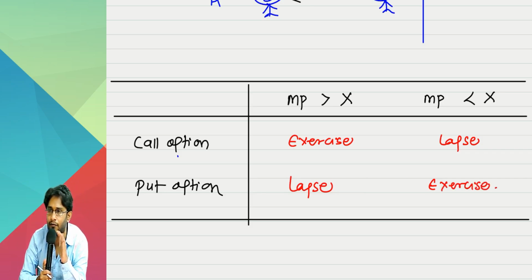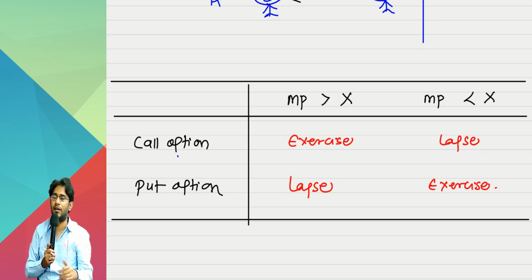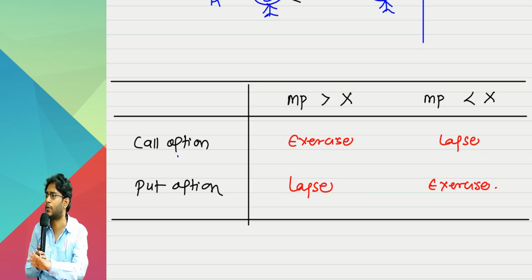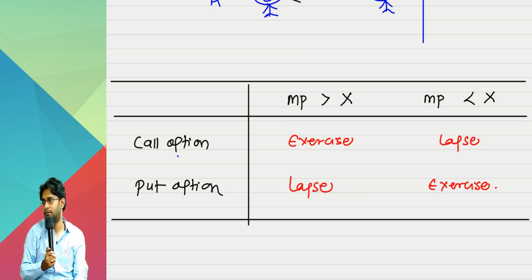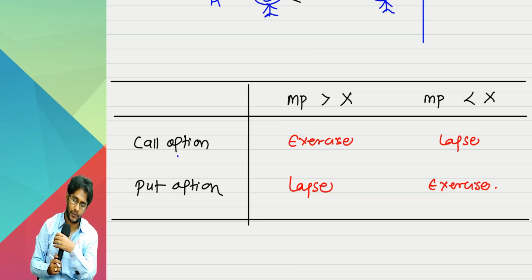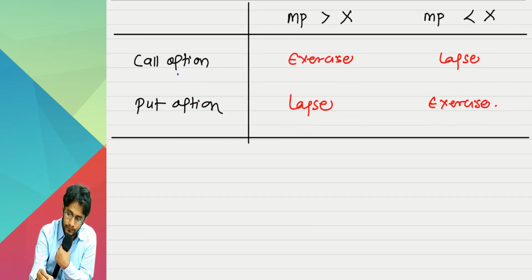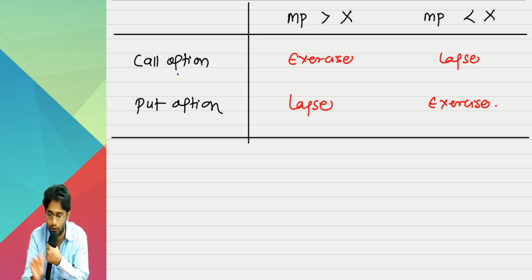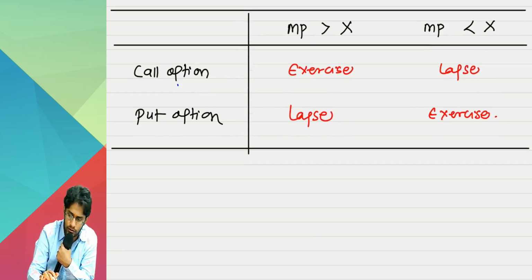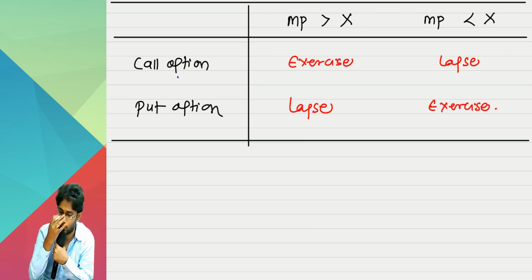Are we clear here, sir? When price is rising, then call options are likely to be exercised. When price is falling, put options are likely to be exercised. Like that. Sir, any doubt in this? Okay. Two small terms, and then we can go back to Ind AS 32.